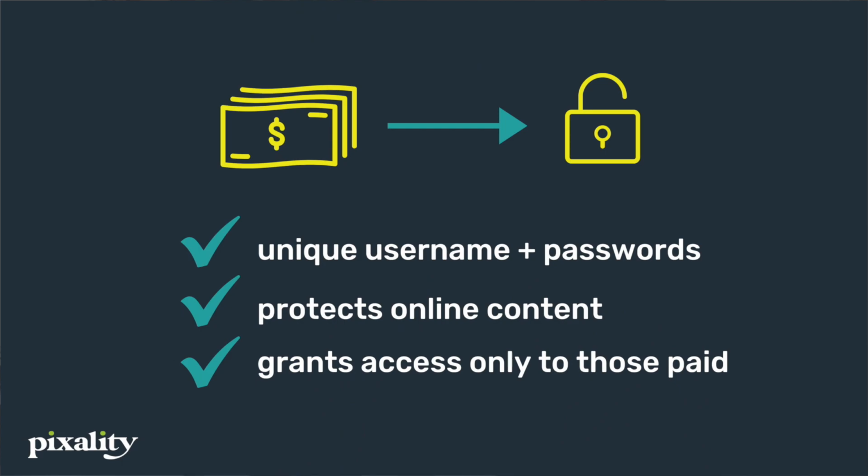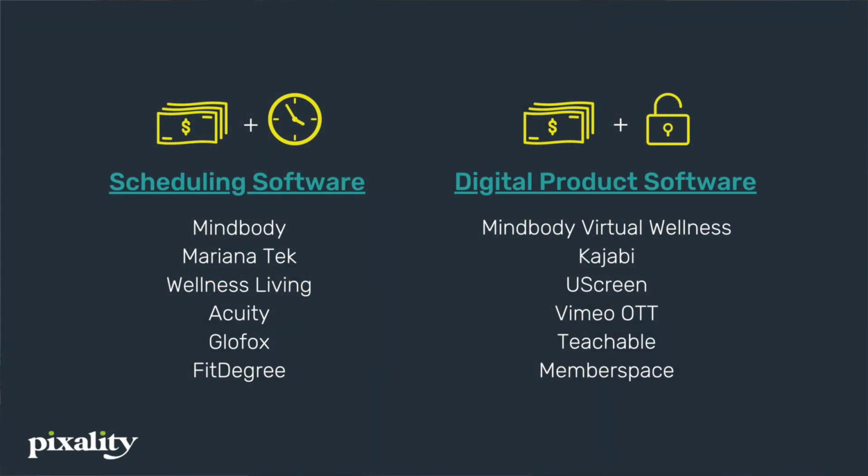On the other hand are your digital product softwares. The main goal of a digital product software is to match money with content access. So in this case, it's basically giving that unique login permission to view a page on the internet to people who have paid for it. Traditionally, schedulers have had nothing to do with digital product softwares, and digital product softwares have had nothing to do with schedulers. So in most cases, if you want to do both with your studio business, you're probably going to need to add a new tool to your tool set.